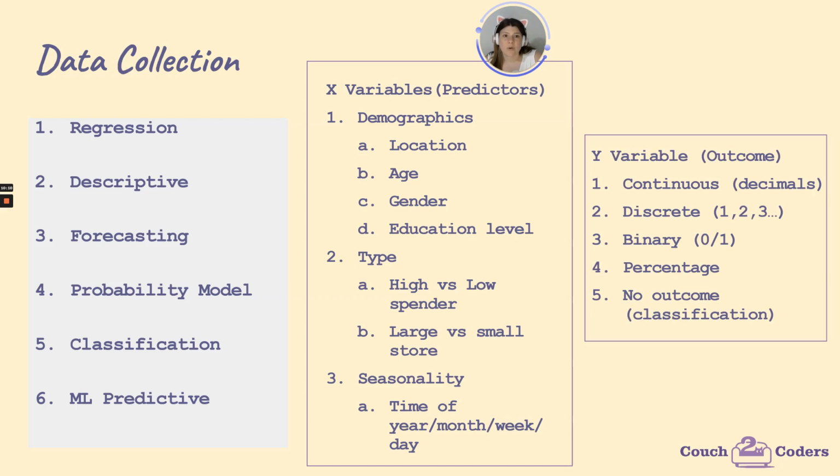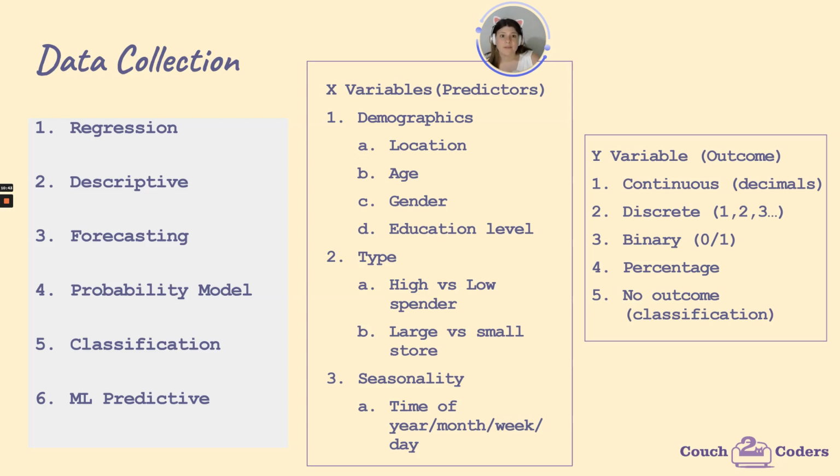Your Y variable or your outcome is really dependent on what you're trying to predict or what you're trying to do. Your Y variable can come in a couple different flavors. You might have continuous, where it can just be any number, whole number, decimal. It might be discrete, 1, 2, 3, 4, like a day of the week. It might be binary, yes or no, 0, 1. It could be a percentage, which is technically continuous because it can be any number, but it can only be as low as 0 and it can only go up to 1.